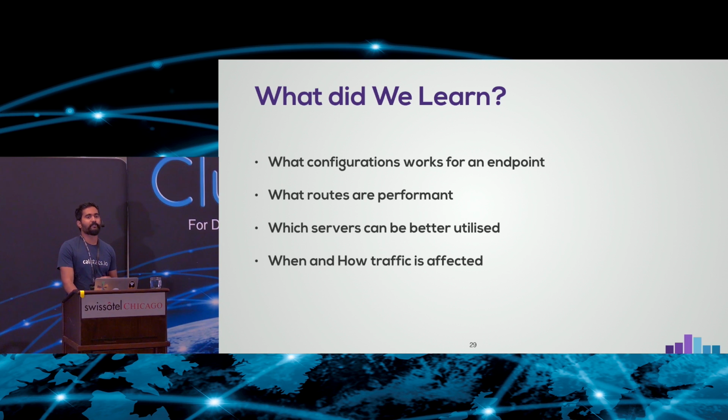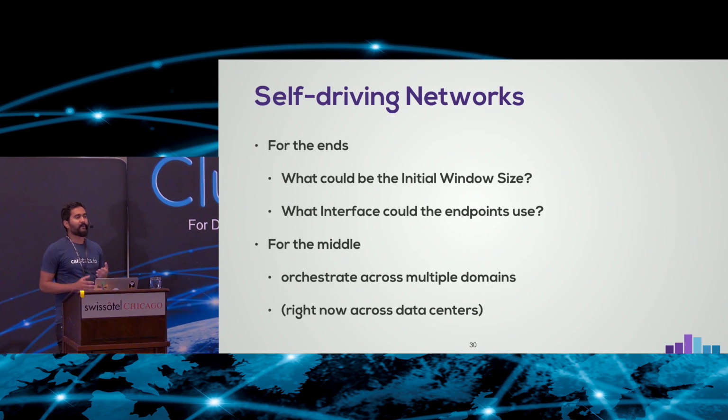So what are we driving towards? We are driving towards self-driving networks, where endpoints need not be configured or hard-coded, and can get the configurations automatically. The interfaces used by endpoints are chosen on demand rather than hard-coded, like saying I want to use video and will only work on Wi-Fi. Or we can also control what is happening in the middle by choosing between multiple domains or between different data centers.